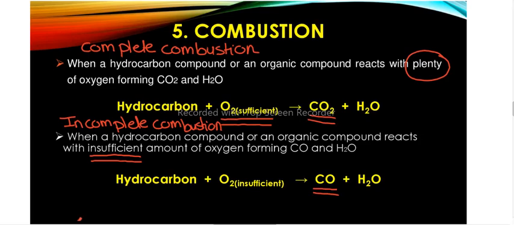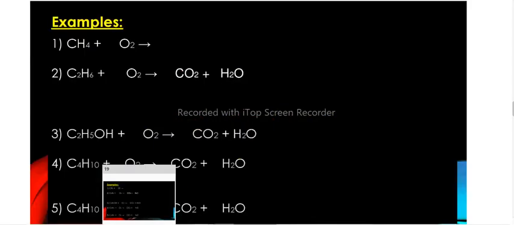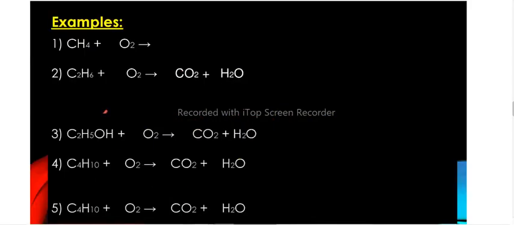The difference is in the amount of oxygen and in the products formed. Let's consider some examples for the combustion, and they are very important examples for the exams. So I have CH4 plus oxygen. I will consider that all of them are complete, as an excess amount of oxygen is present. Here I'm going to teach you how to balance.